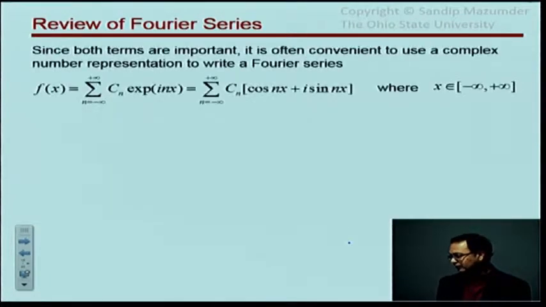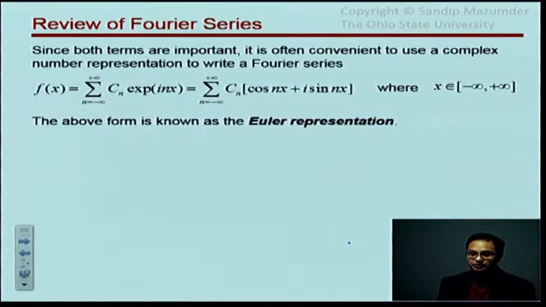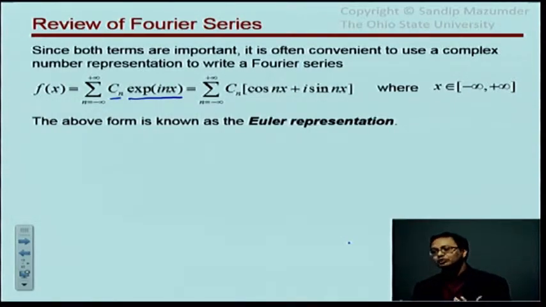Okay. Now, because both terms are important, typically what people do is instead of writing the Fourier series as sines and cosines, they use this alternative form of the Fourier series using complex numbers. Okay, and this is known as the Euler representation, where you write the Fourier series as some constant times e to the power i n x. And of course e to the power i n x is cosine nx plus i sine nx. So we retain both the cosine and sine terms by doing that. And it is also easier to work with the exponential functions than with the sine and cosine functions. Okay, so this is something that Euler came up with.